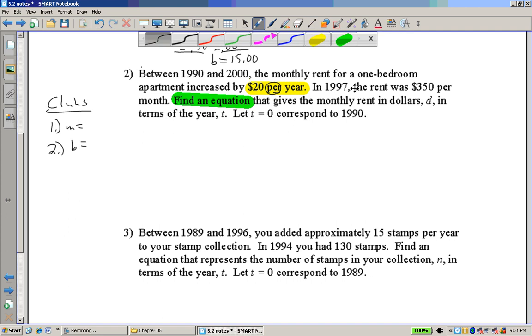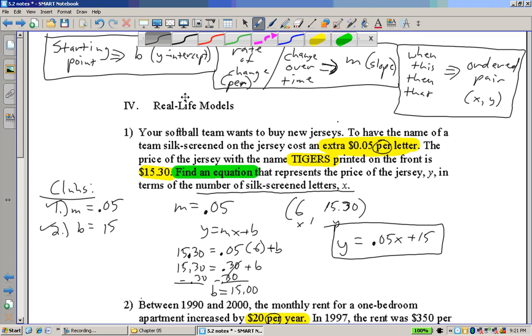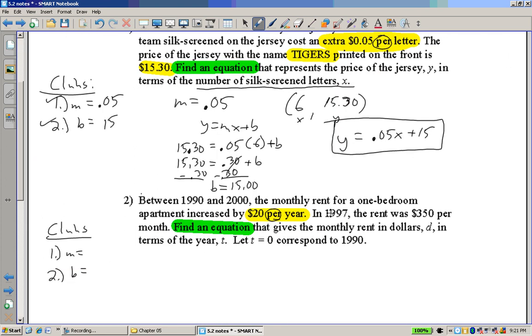In 1997, the rent was $350 per month. Now, if I look back up, that looks like a classic "when this, then that." In 1997, rent is $350 per month. Now, again, I just told you per is important. But in this case, I can't have two slopes, so we're going to have to figure out exactly which one is which.